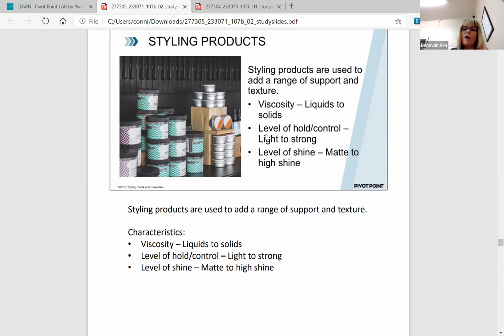But one thing that a lot of styling products have on them is a 1 to 5 number on the back, and it'll say hold factor or hold and shine. 5 is the most. If it's a 5 shine and a 5 hold, that's going to be a super strong product with a lot of shine to it, and then the numbers can descend down.